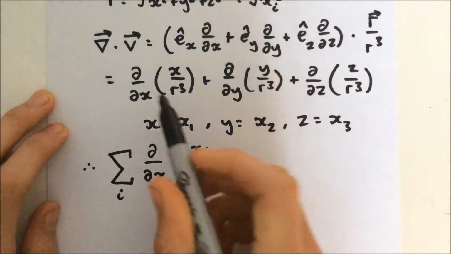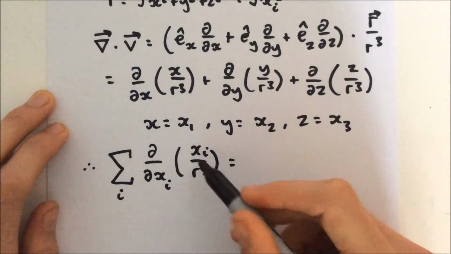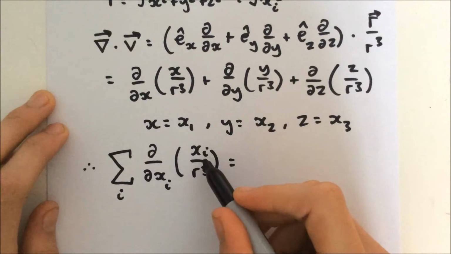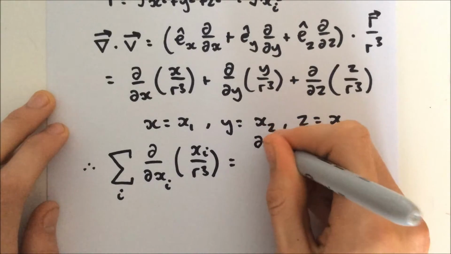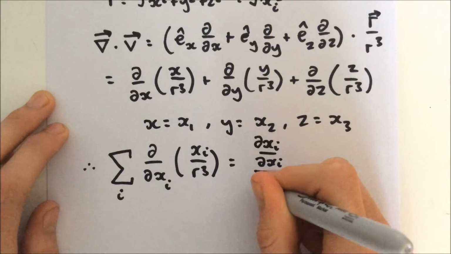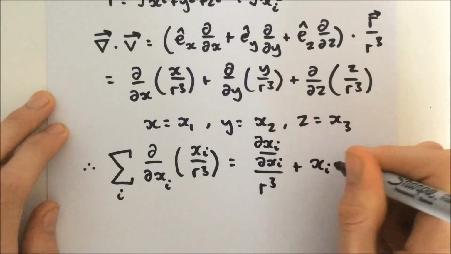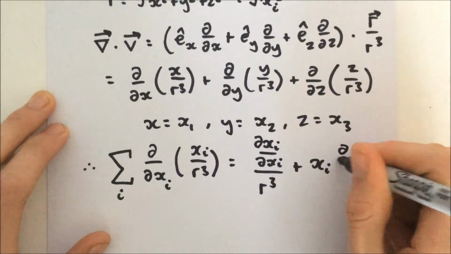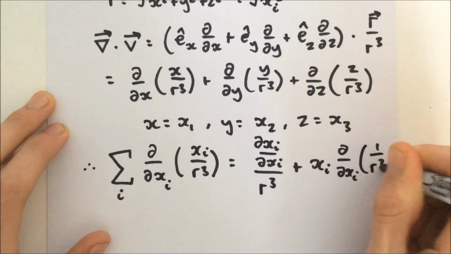Here we've just simplified it to this. So we can use the product rule. These are two different factors, therefore we take the partial derivative of xi with respect to xi, leaving r cubed constant. So we get the partial derivative of xi with respect to xi divided by r cubed, plus xi, but this time we take the partial derivative of 1 over r cubed with respect to xi.